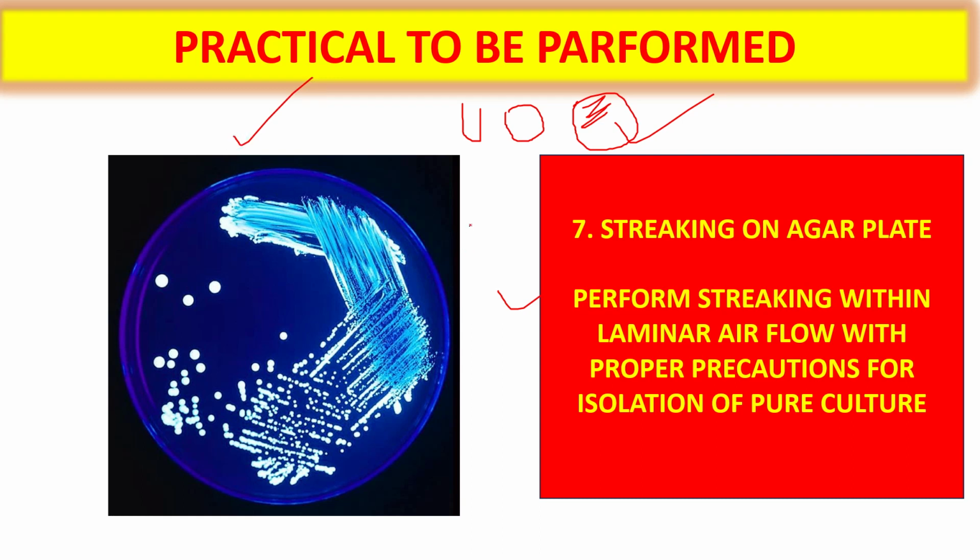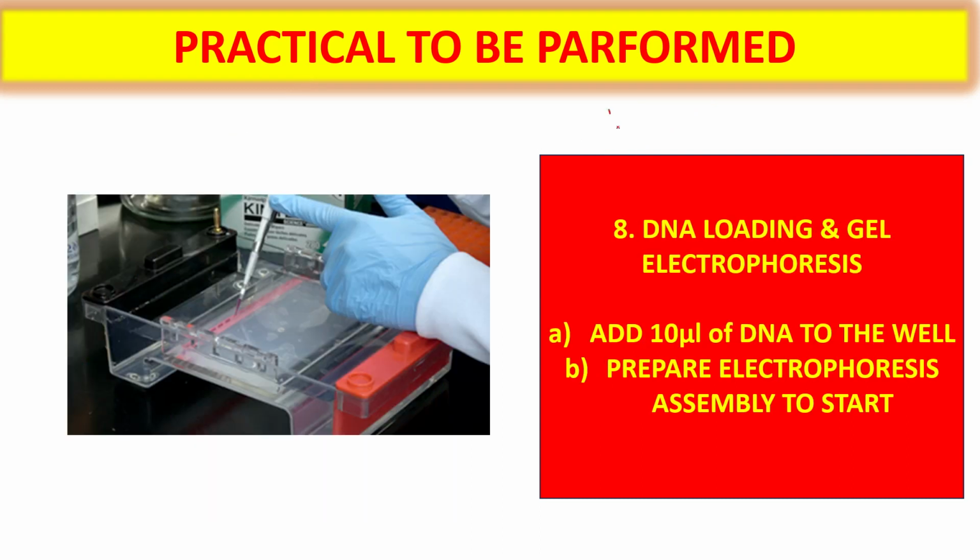Okay, so the next thing is the DNA loading and gel electrophoresis. So we have been instructed to add 10 microliter of DNA to the well and prepare the electrophoresis assembly to start. So at first here is the agarose gel and here the well is present. In the well we have to add the 10 microliter of DNA by a micropipette. Okay, and then we have to prepare the electrophoresis assembly, where the positive and the negative end should be present, where the cathode and anode should be present. So all these things we have to assemble here.